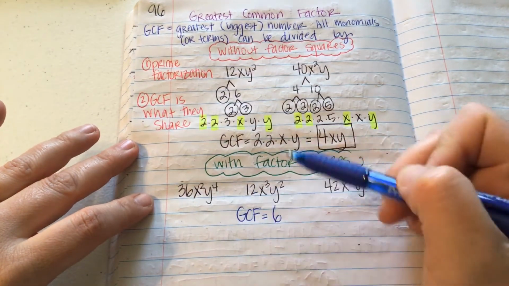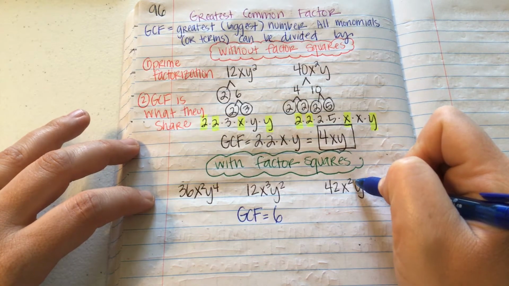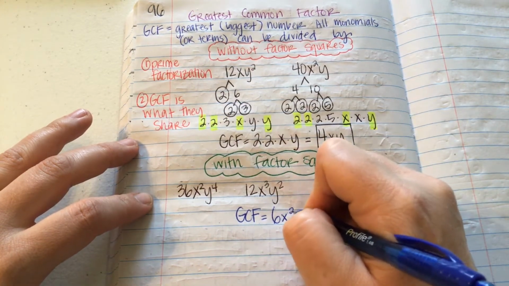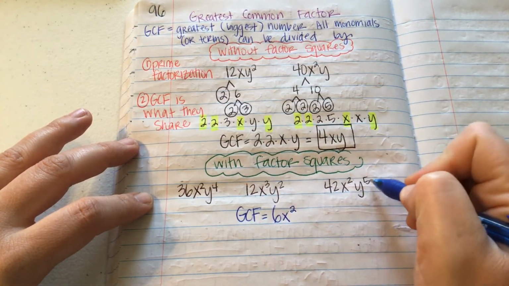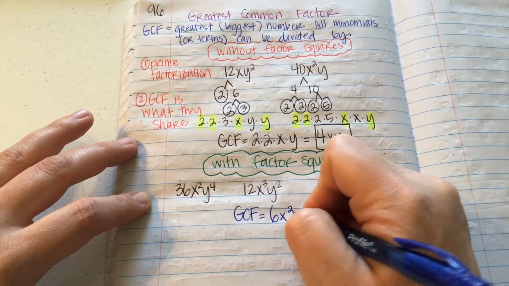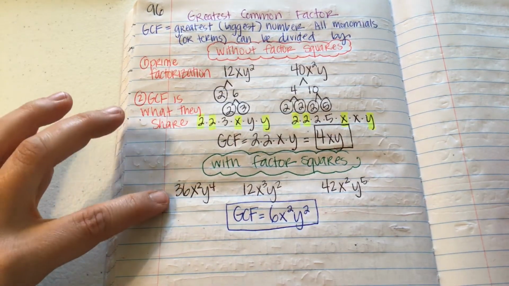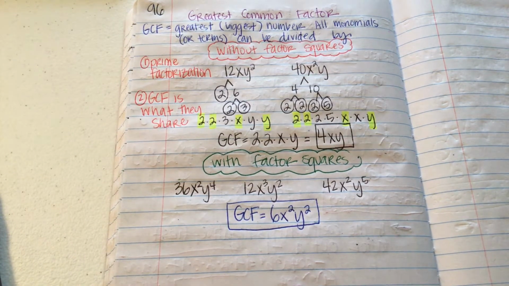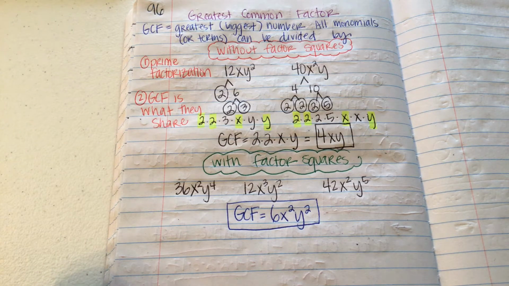I have x squared, I have x to the 3rd, and I have x squared. So the biggest number of x's that they all share is x squared. And I have y to the 4th, y squared, and y to the 5th. The biggest exponent for y, the most y's that they share, is y squared. So my GCF of 36 x squared y to the 4th, 12 x to the 3rd y squared, and 42 x squared y to the 5th is 6 x squared y squared.